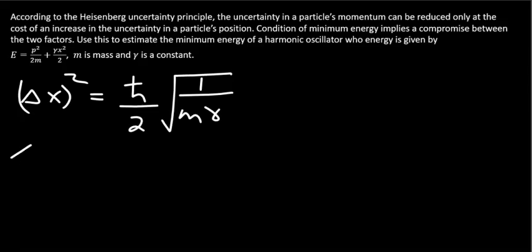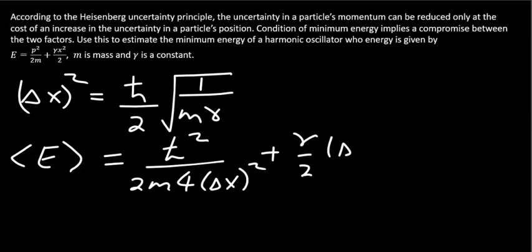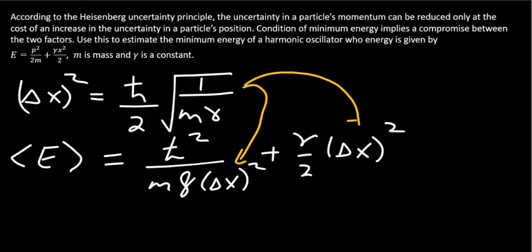Remember, a few minutes ago we had an expression for the energy in terms of just delta x that reads something like this: h bar squared over 2m times 4 delta x squared plus gamma over 2 times delta x squared. Of course, we can multiply the 2 and 4, give you an 8. In order to get the ground state energy or the minimum energy, all we have to do now is to substitute this expression in here and in there. So let's do term by term.